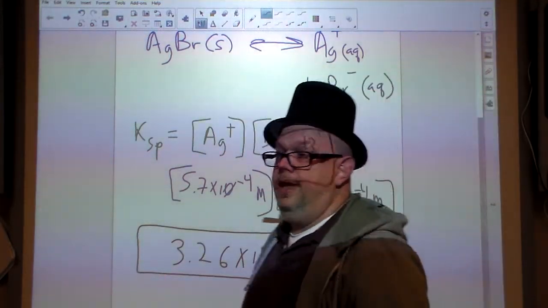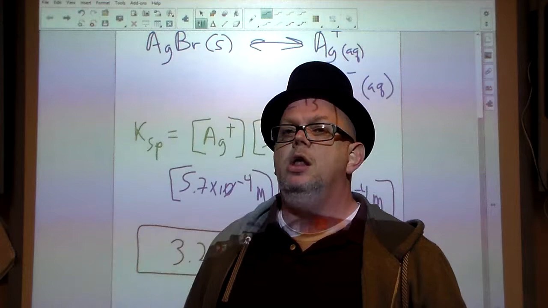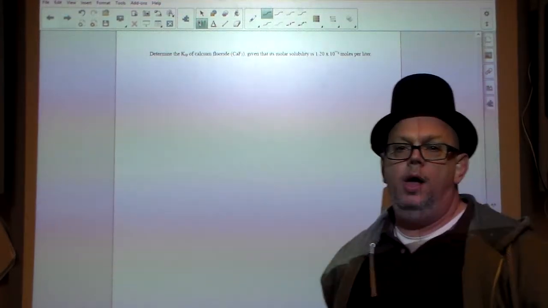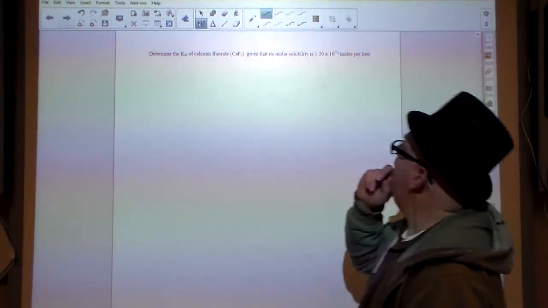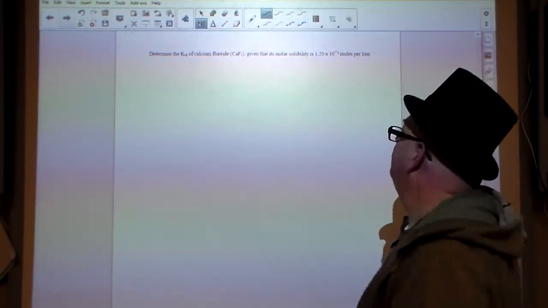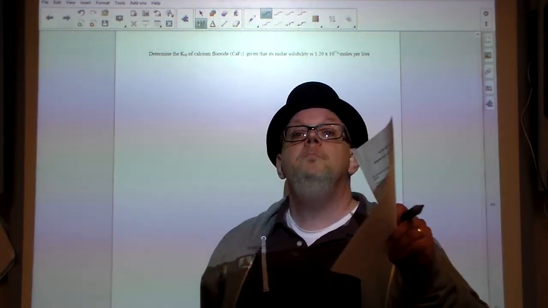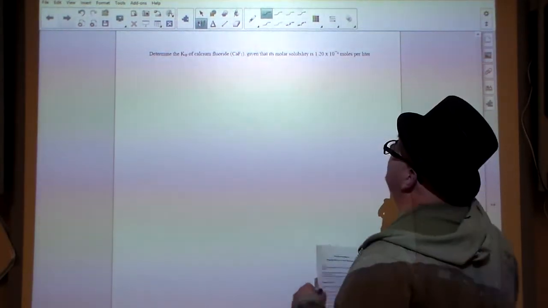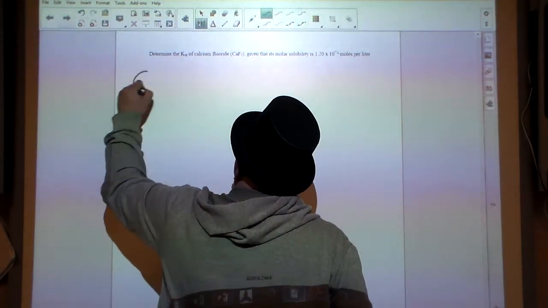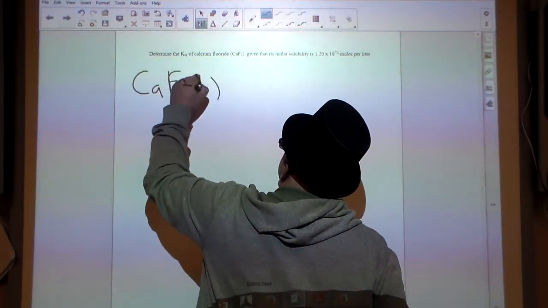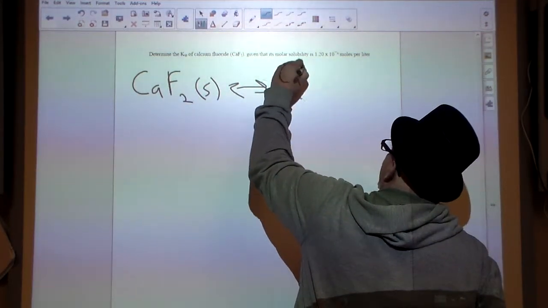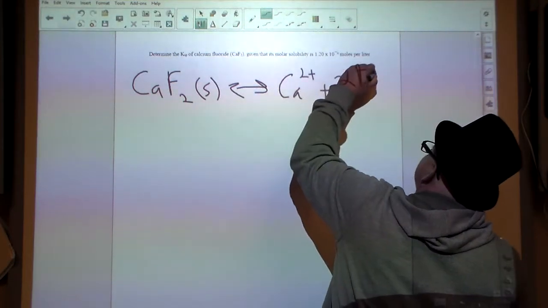Now, here's the thing. Great. This is stuff that breaks down 1-to-1. What about if it isn't 1-to-1? So I'm going to do another one here. In this case, it's similar to the problems on the worksheet, but it's not the exact same moles per liter. What's important is you get to know how to do this. So let's look at the KSP of calcium fluoride. Well, let's see. I've got CaF2. That's going to be a solid, and that's going to break down into Ca with a 2 plus and 2 F with a minus.